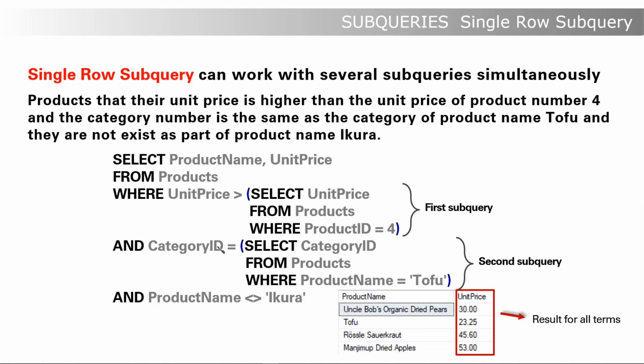So we want the category ID to be the same as the product name tofu, and they not exist as part of product name ikura. So we have 3 conditions, and 2 of them are subqueries. In the end, we get the product name, what we want, and the unit price that is higher than the product ID 4, and the category ID that is the same as tofu, and of course none of them are product name ikura. Let's see it in the SQL server.